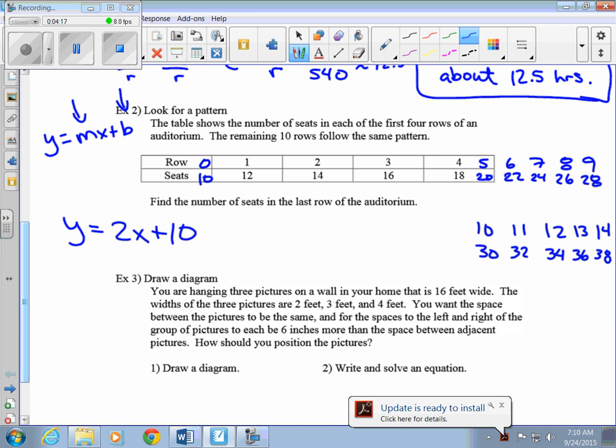So if we put in row 3, so if we put a 3 here, that's 6. 6 plus 10 is 16, and it works. But we're really looking for row 14, so if we put 14 in there, well, 14 times 2 is 28. 28 plus 10 is 38, and that also gets us there. So either way you do it, whether you continue the pattern or write the equation, it's perfectly fine. So we just want to know how many seats are in the last row. So there are 38 seats in the last row.